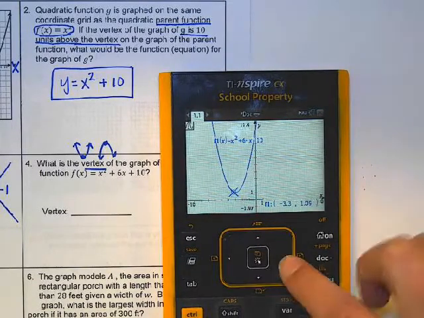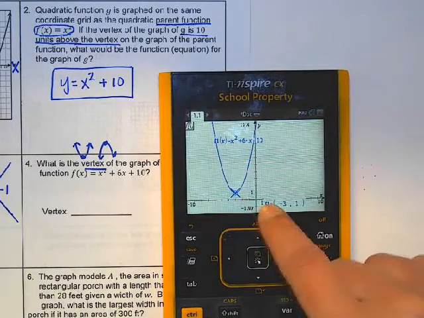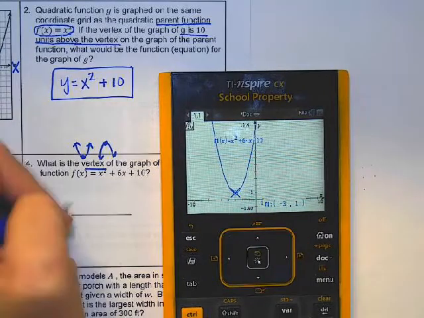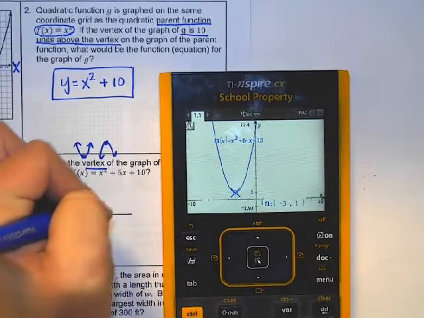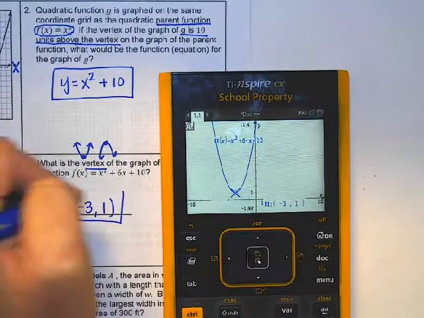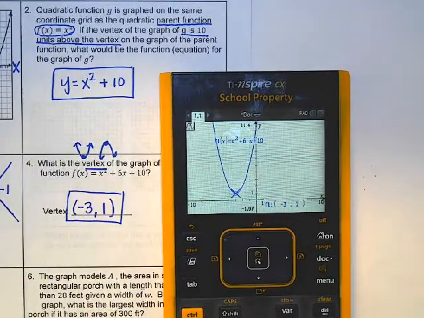Okay, well my minimum, I can tell at the very bottom is -3, 1. So my vertex is -3, 1. I don't know why the word minimum's not popping up. Okay. All right, number 5.